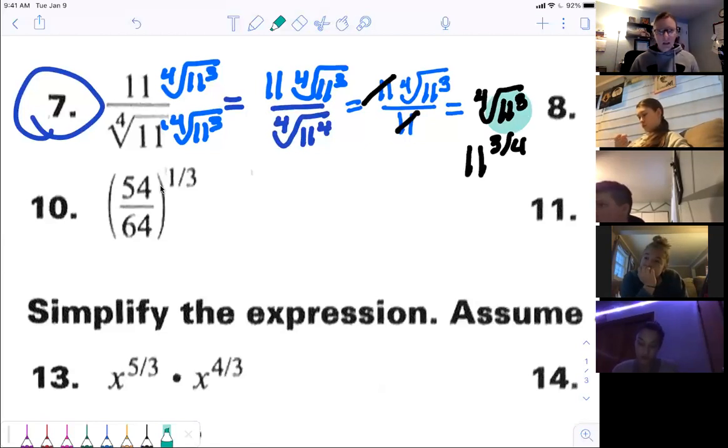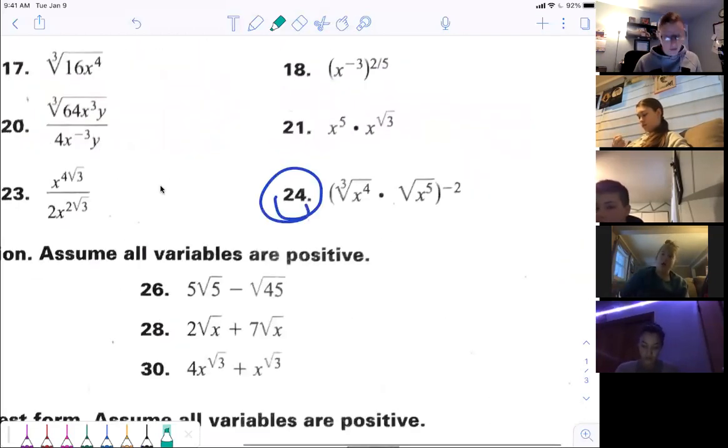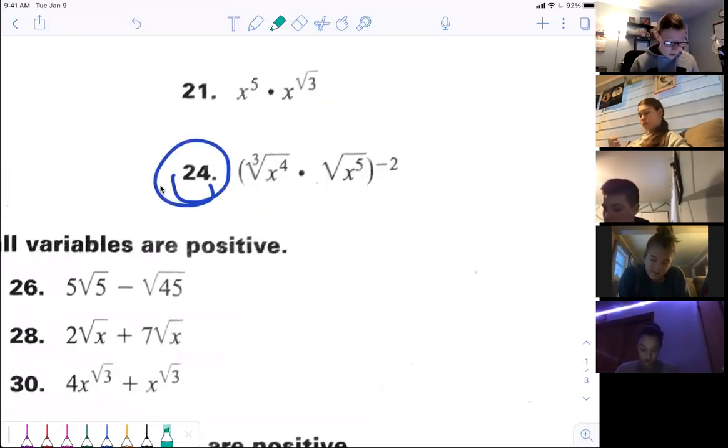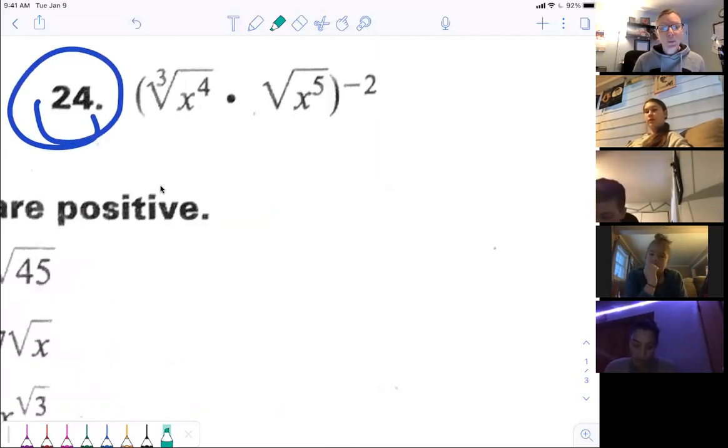All right, so let's look at the next problem that was on the sheet, and that was number 24, which is a really good problem to go over. You will see something similar to number 24 tomorrow. Maybe not as crazy with the fractions in this problem, but definitely something similar to this. So we have the cube root of x to the 4th times the square root of x to the 5th. And then that's raised to the -2 as the exponent. So there are a couple of different ways that we can try and work through this problem.